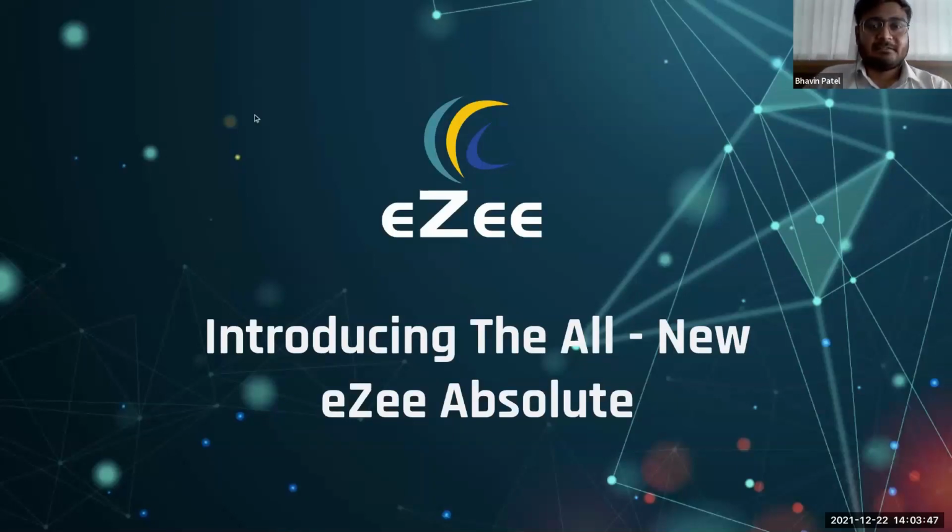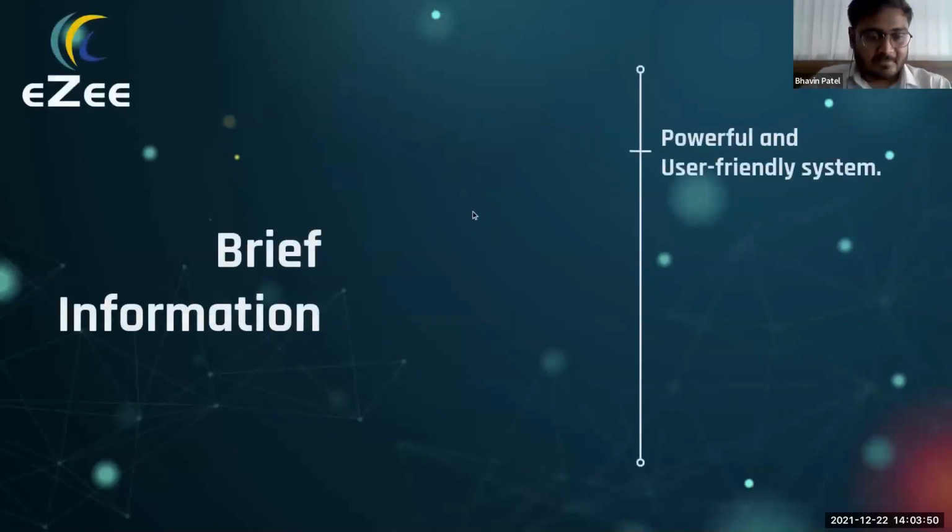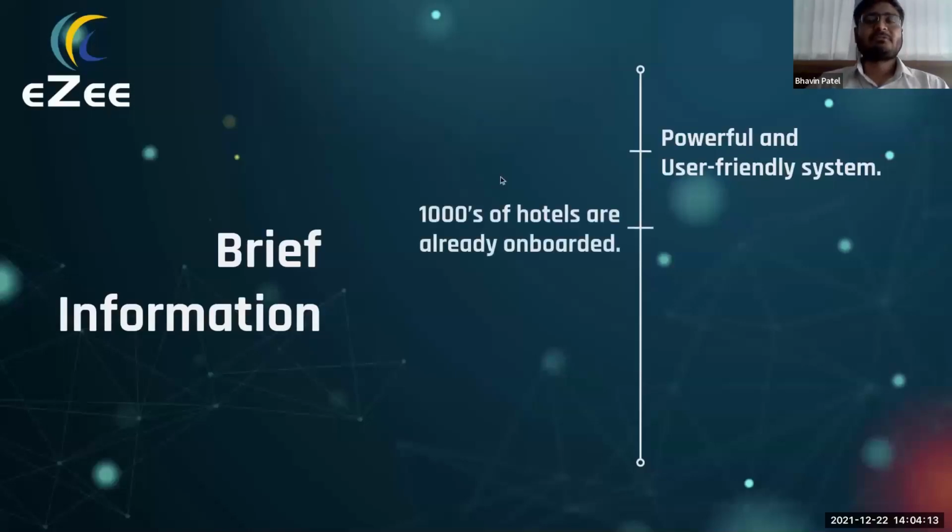In this new UI, we have tried making it more powerful and user-friendly by allowing our users to perform their operations very smoothly. This is our sole purpose for this new UI of our eZee Absolute, with an aim to empower our hotels and to make them more efficient. As I speak, we have almost thousands of hotels already onboarded on this new user interface, and they have also shared their positive feedback with us. And we are very happy to see such feedback, since we have developed our system for our users.